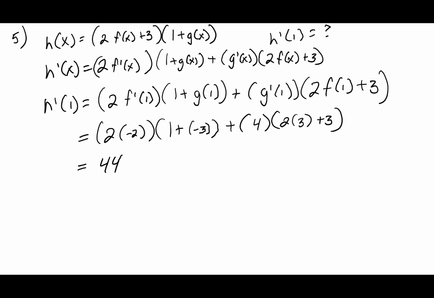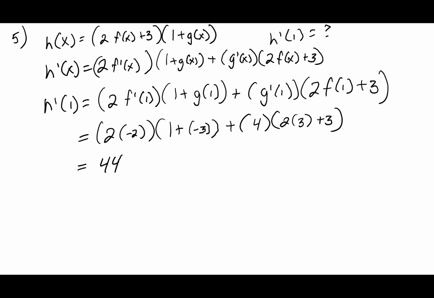Number 6 says use the data in the table to find an approximation for R prime at 45. So if we're going to 45, we can look at 50 and 40. Those would be the two closest points, and that would give us an approximation of what it would be at 45. But the thing I want to pay attention to on this one is going to be the units.